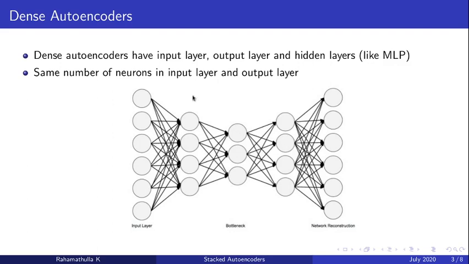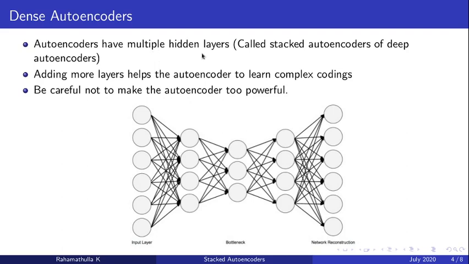So dense autoencoders are a fully connected neural network like a multi-layer perceptron. Here the hidden layers are stacked one on top of another, a sine clock structure as we usually say. The difference between a multi-layer perceptron and an autoencoder is that the input layer and the output layer should have the same number of neurons. Only then can you say that the same dimension will be recovered back at the output layer.